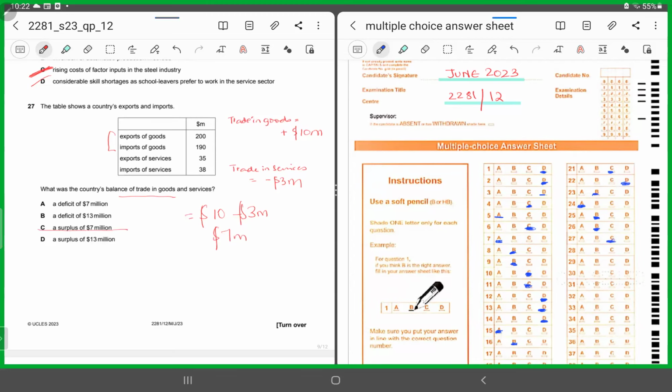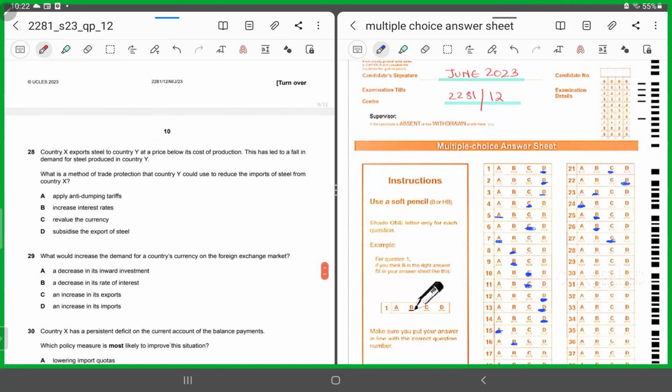All right. Number 28. Country X exports steel to country Y at a price below its cost of production. This has led to a fall in demand for steel produced in country Y. What is a method of trade protection that country Y could use to reduce the imports of steel from country X? Now, as soon as you realize that there are two countries who are trading partners and one country is selling its goods beyond its cost of production, the first thing that should come into your mind is dumping, right? What should come into your mind? Dumping. Because when foreign firms are selling below their average cost of production or below their cost of production level, this is known as dumping, and this is an unfair competition.